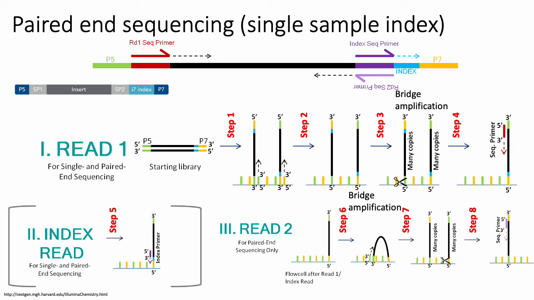In step 6, you do another round of bridge amplification, and that regenerates fragments that are also bound by the P5 adapter. Then in step 7, this time you cut the fragments that are bound by the P7 adapter instead of the P5. That results in clusters that only have fragments that are attached by the P5 region. Finally in step 8, you add another sequencing primer for the P7 region, and then you sequence what amounts to read 2, which is the other end of the fragment.